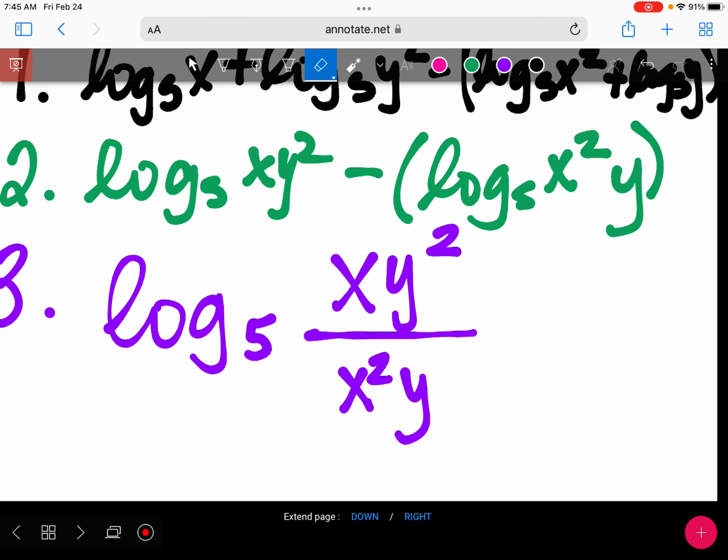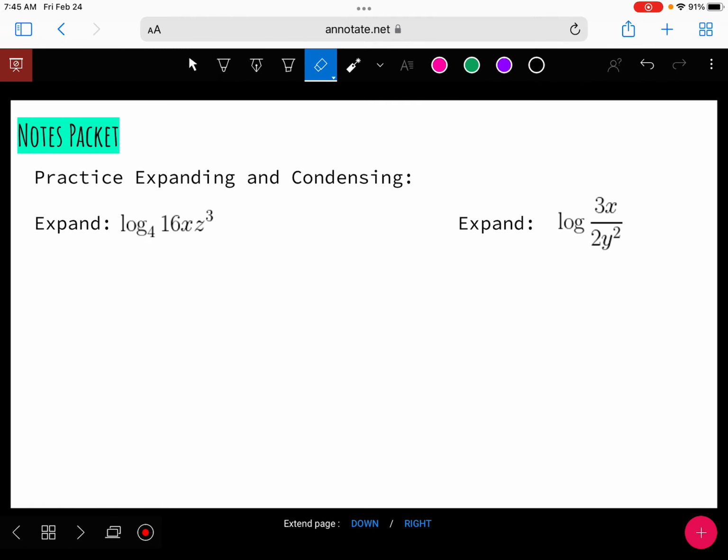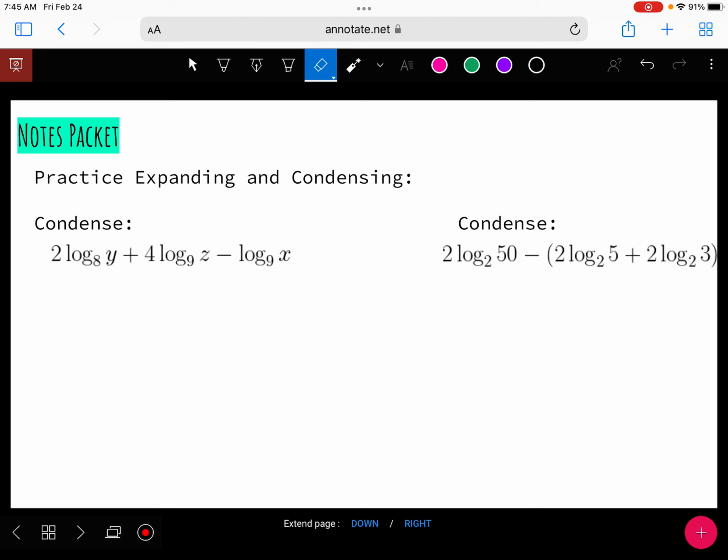You guys feel comfortable with this enough to go do your homework, or do you want to go over more problems together? More problems? Okay. Do you want to do expansion or condensing? Condensing. Okay. Let's go here then.